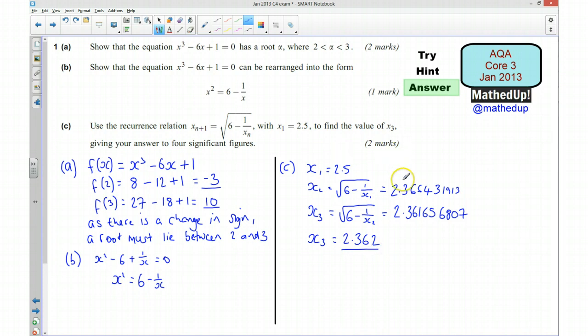Right, okay, and it's worth being careful here to make sure that you've rounded it correctly. You wouldn't want to lose one of your 2 marks just for a rounding error, so be careful that you've rounded it correctly.